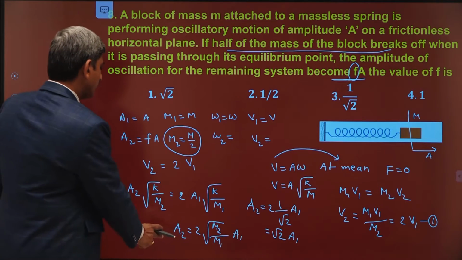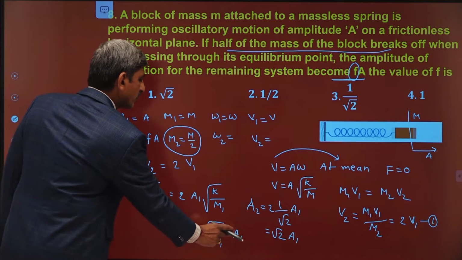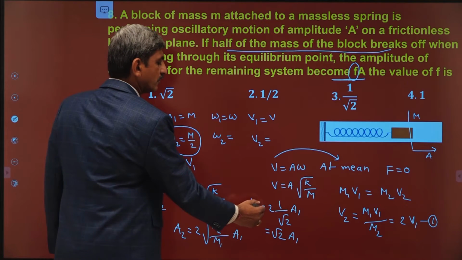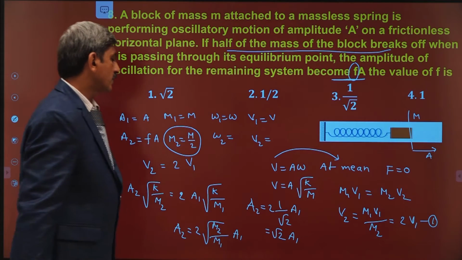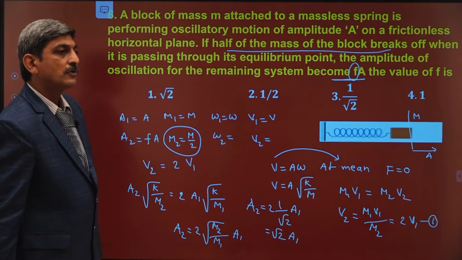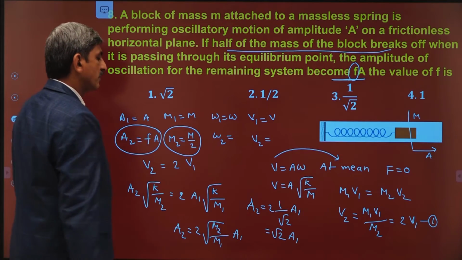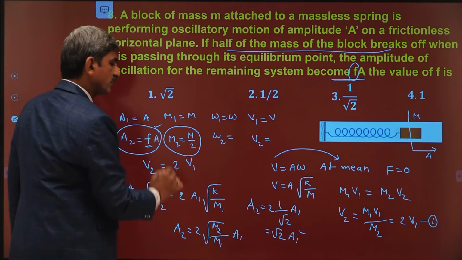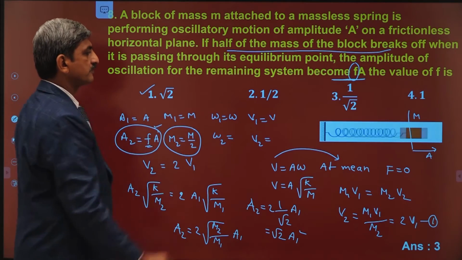So here, k cancels, A2 is equal to 2 times root of m2 by m1 times A1. From that, by substituting the m2 value, we have A2 is equal to 2 into 1 by root 2 A1. So after calculation, we have A2 is equal to root 2 A1. So this A2 is given as F times A1. By comparing this and this, we have F is equal to root 2. So the answer is 1.